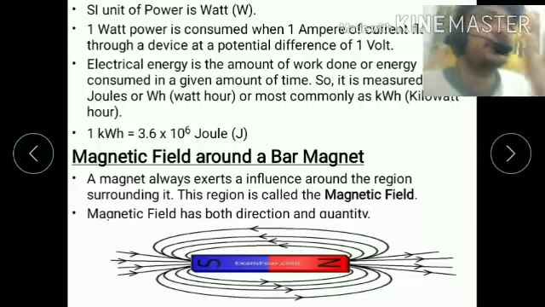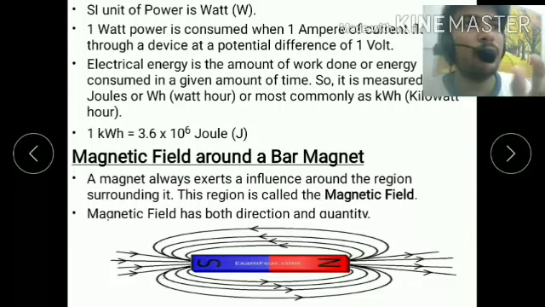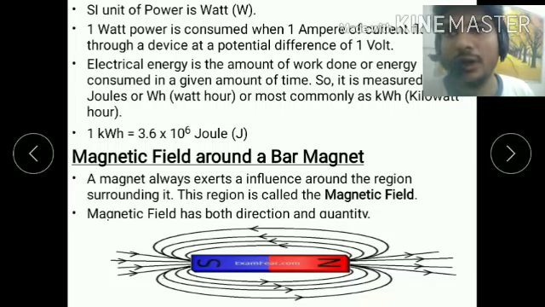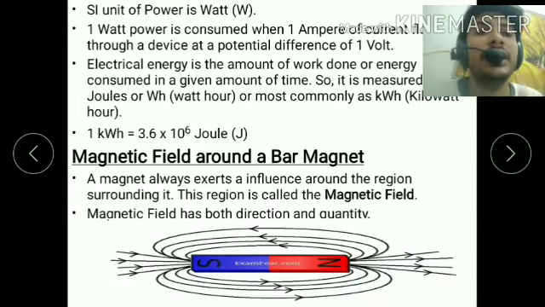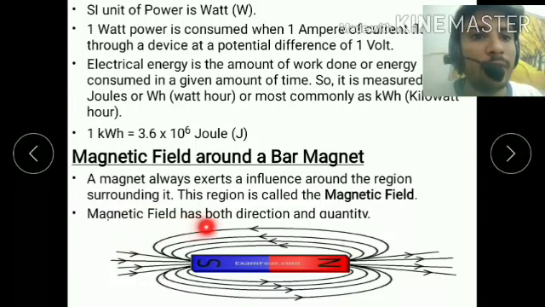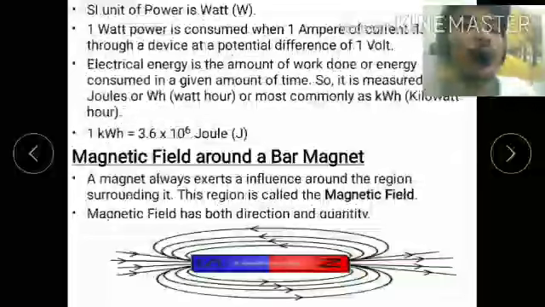A magnetic field arises around the magnet. Far from the magnet, no magnetic field is present. So the magnetic field is generated around the magnet. Magnetic field has both direction and quantity.